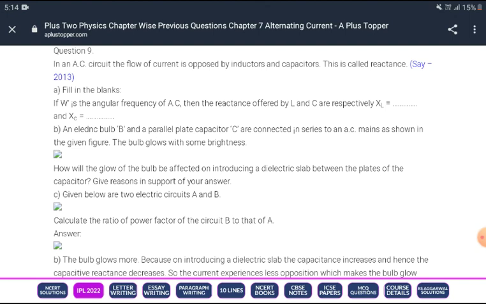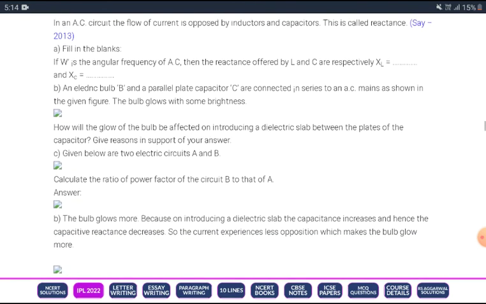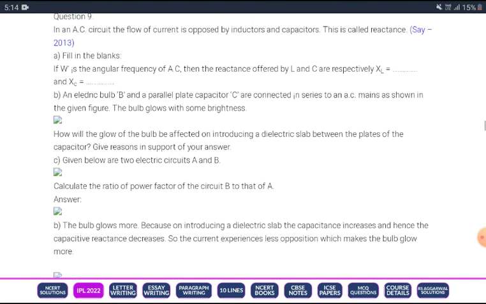An electrical bulb B and a parallel plate capacitor C are connected in series in an AC mains as shown in the given figure. The bulb glows with some brightness. The bulb glows more because on introducing a dielectric slab the capacitance increases and hence the capacitive reactance decreases, so the current experiences less opposition, which makes the bulb glow more.